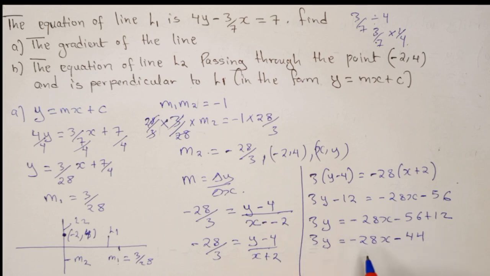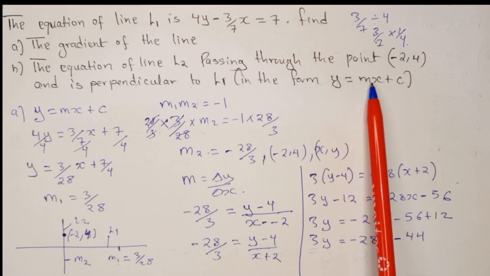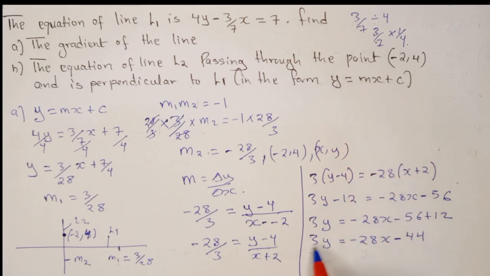So to get y, because you've been told to write your answer in the form of y is equal to mx plus c, you divide everything by 3. So finally y will be equal to negative 28 over 3 x minus 44 over 3, and that one is your answer.